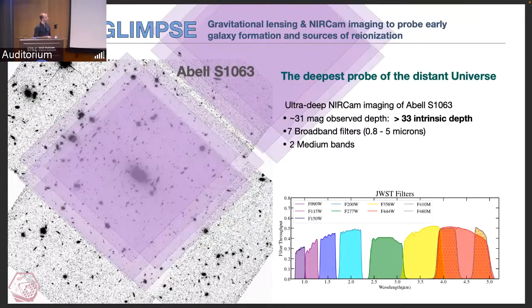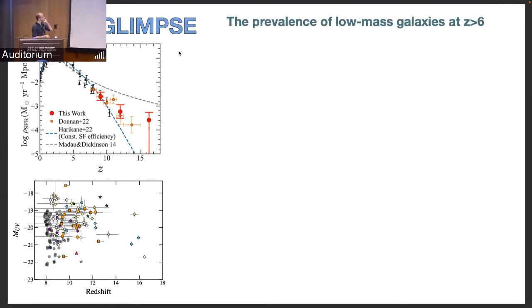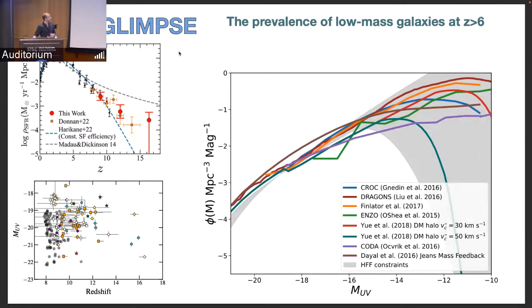We'll have 7 broadband filters covering the whole spectral range from 0.8 to 5 microns and 2 medium bands. Remember, these were the bright galaxies we have been detecting, and we've been missing this dominant population, and also our estimate of star formation rate density at early epochs is biased towards massive galaxies. To get a complete census of the star formation rate activity and density of those epochs, we need to account for those faint galaxies. And if you want to look at the first generation of galaxies, and the Pop III stars, and understand the formation of the first galaxies, those are unlikely to be massive galaxies. So you better look at the faint galaxies.